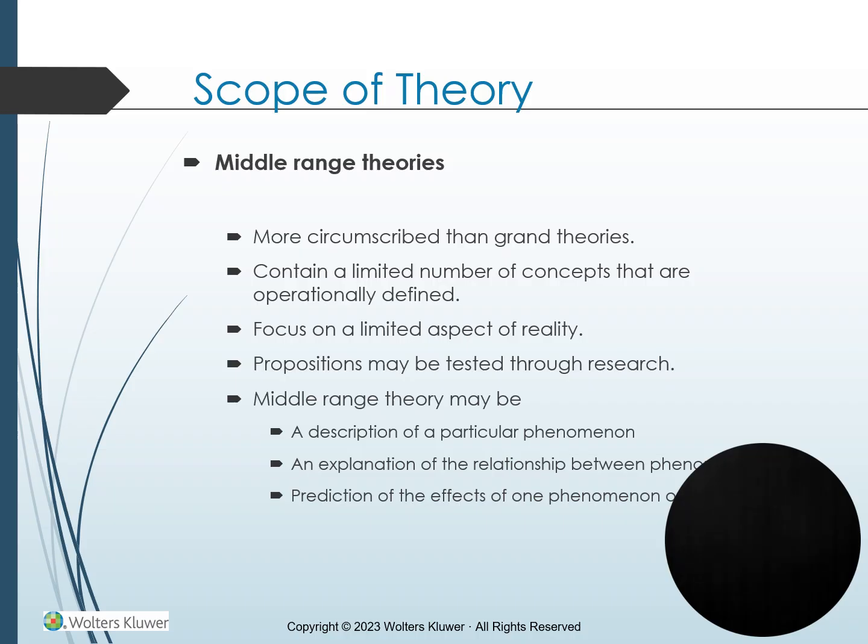And then we move to what we call the middle theories or the middle range theories. These were a little more circumscribed than our grand theories. They contain a limited number of concepts that are operationally defined. They focus on a limited aspect of reality. The propositions may be tested through research, and middle range theories may be descriptions of a particular phenomenon. They may explain the relationship between phenomena, and they can also predict the effects of one phenomenon on another.